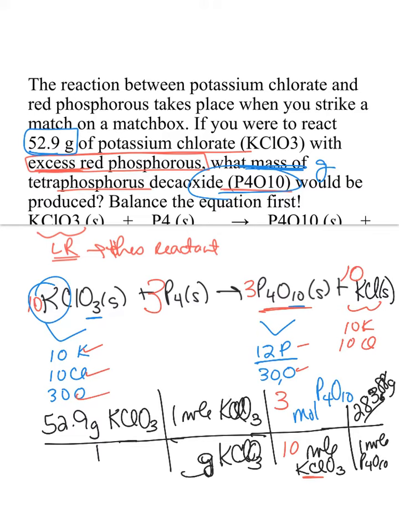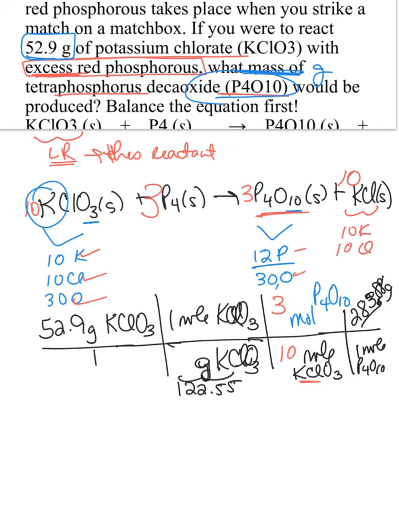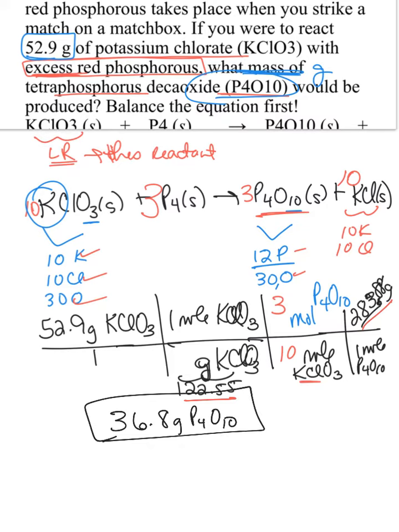And then the molar mass here for potassium chlorate is 122.55 grams. And so when you take 52.9 divided by 122.55 times 3 divided by 10 times 283.88, you should get 36.8 grams of P4O10 produced. And that is the answer for this problem.